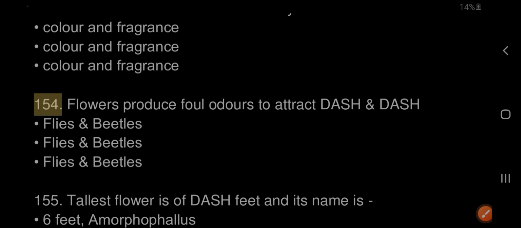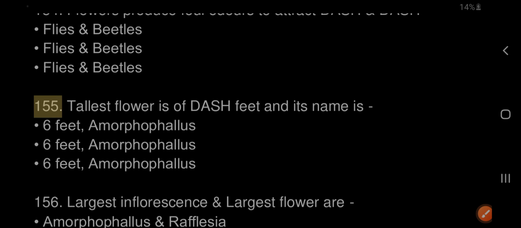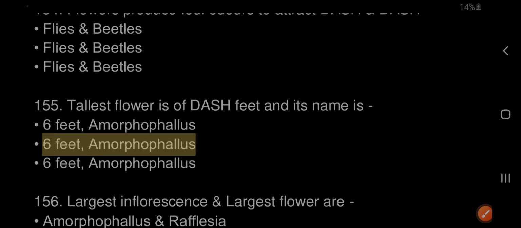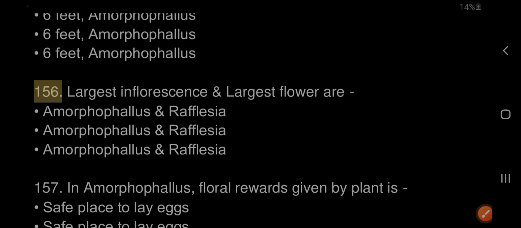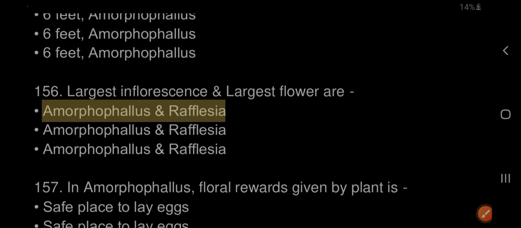155. The tallest flower is of 6 feet and its name is Amorphophallus. 156. Largest inflorescence and largest flower are Amorphophallus and Rafflesia.